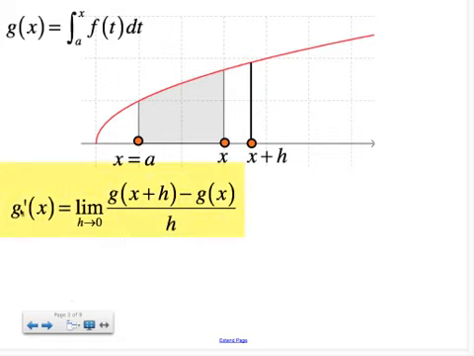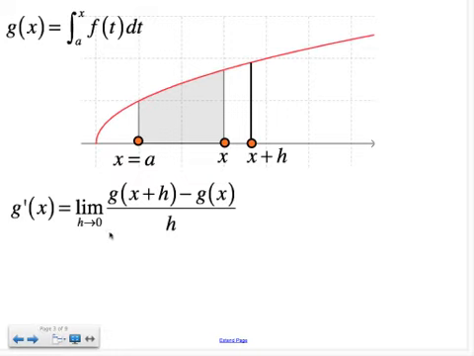So by definition, g prime of x is equal to the limit as h goes to 0 of g of x plus h minus g of x over h. Now we need to make sense of what these symbols are and see if we can come up with something for this expression g prime. So we take a limit as h goes to 0 of this expression.